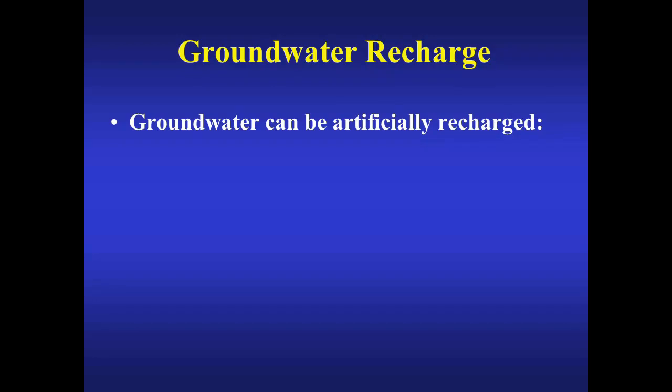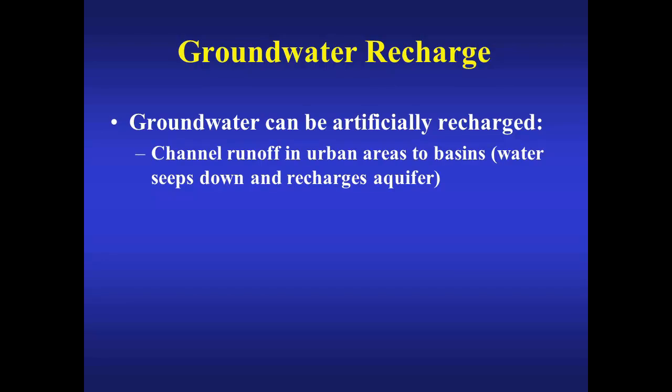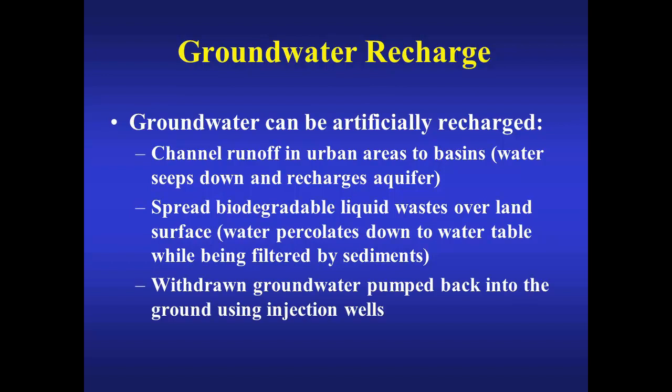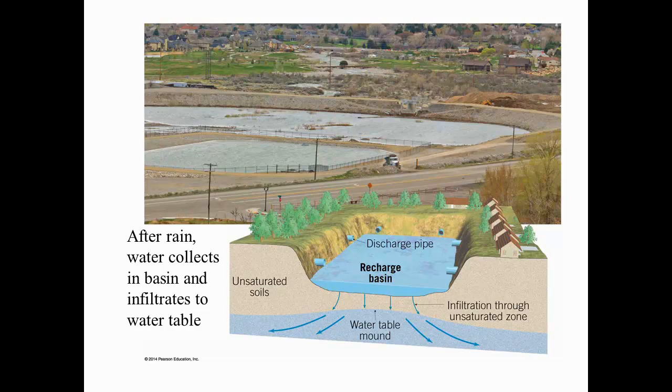Now, there are ways of recharging groundwater. For example, groundwater can be artificially recharged by channeling runoff in urban areas into basins, and at that point allowing the water to simply seep down and recharge the underlying aquifer. We can also spread biodegradable liquid waste over the land surface, and as water percolates down to the water table, the underlying sediments will filter out the contaminants. Withdrawn water can also be pumped back into the ground using what's known as injection wells, things of that nature.